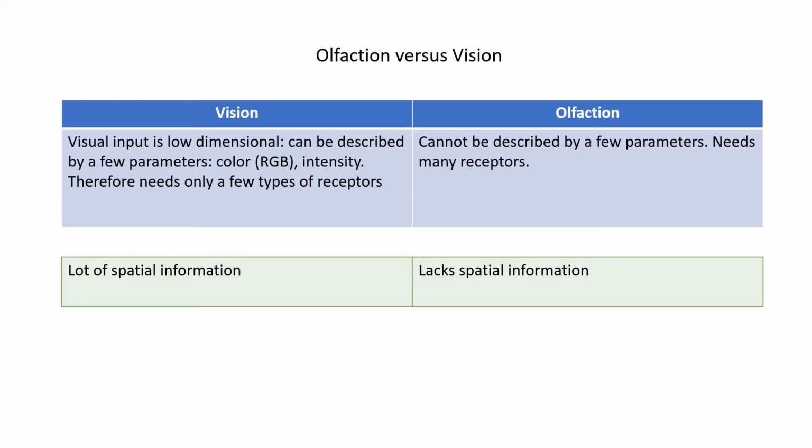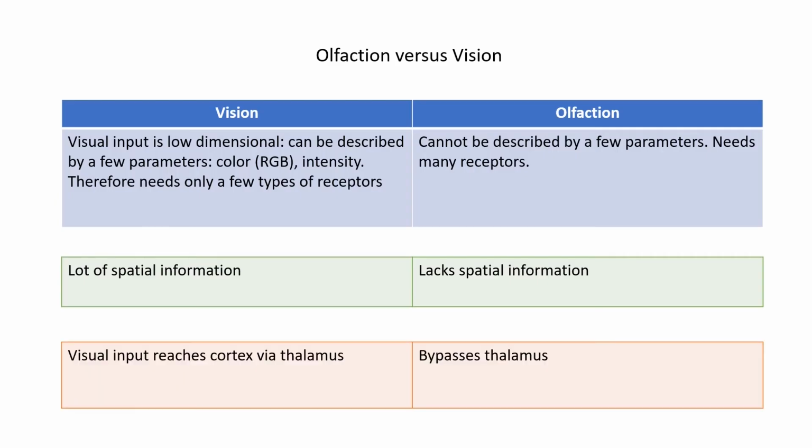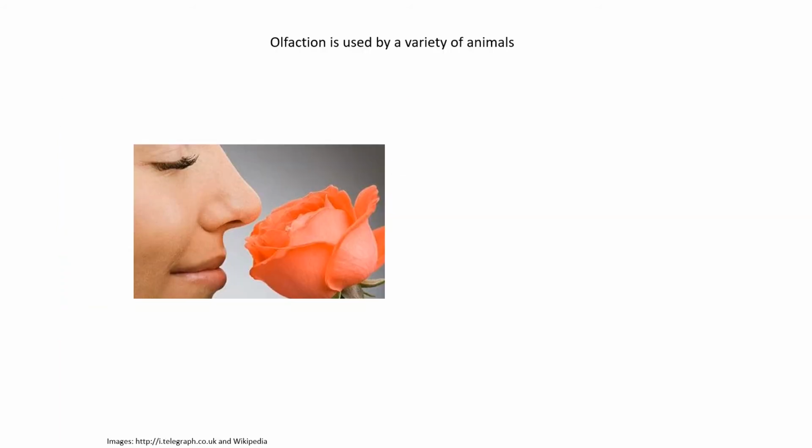And there is one architectural difference between vision and olfaction. In the case of vision, as in most other senses, the information from the sensory organs reaches the thalamus and then it goes to the cortex. But in the case of olfaction, the information from the sensory organ, that is the nose, goes directly to the cortex without going through the thalamus.